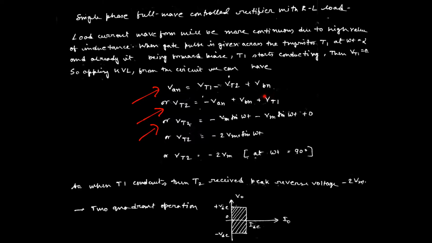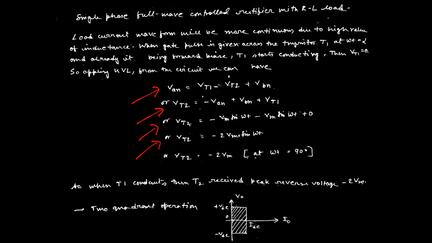And VT1, as it is in conducting state, behaves like a short circuit. No voltage will appear across the first switch, so it stands for 0. So ultimately we have the expression VT2 equal to minus 2 Vm sin omega t. This is the final expression which defines the blocking voltage across the thyristor T2 during the off state. That means this blocking voltage can be maximum at the point when omega t reaches 90 degrees.